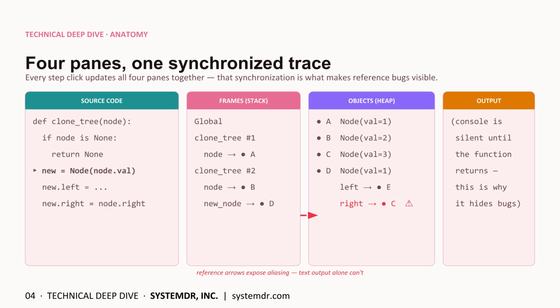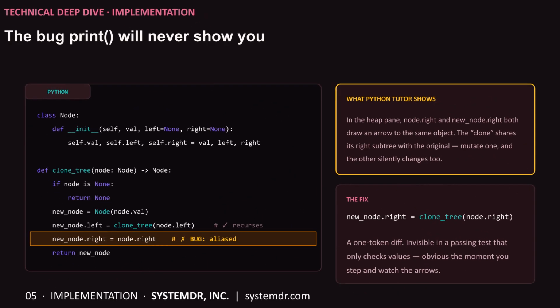The output pane on the far right stays empty until a print or return statement actually fires, which is exactly why console output alone can miss a bug like this entirely. Keep an eye on that reference arrow behavior. It's the single most useful signal in the whole interface, and it's exactly what we're about to use to catch a real bug. Let's make this concrete.